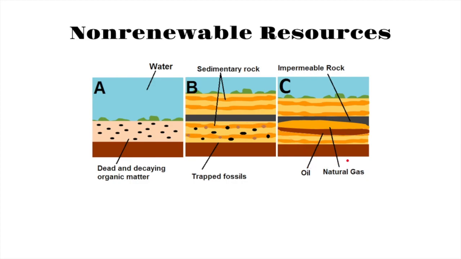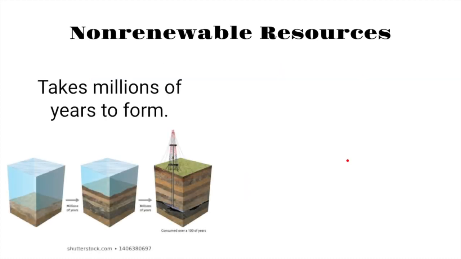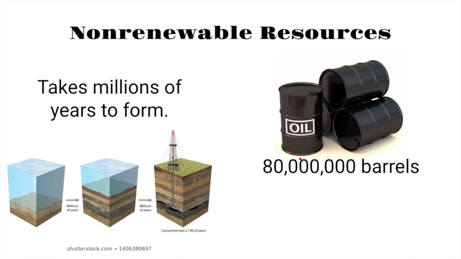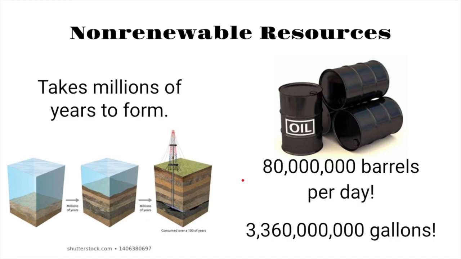gas, and coal. We call these materials non-renewable because it takes millions of years for them to form, and we use it up much quicker than it actually forms. In fact, we pump about 80 million barrels of oil out of the ground every single day. To put that in a measurement that we're more familiar with, that's over 3 billion gallons of oil every single day. So that's why we call it non-renewable.